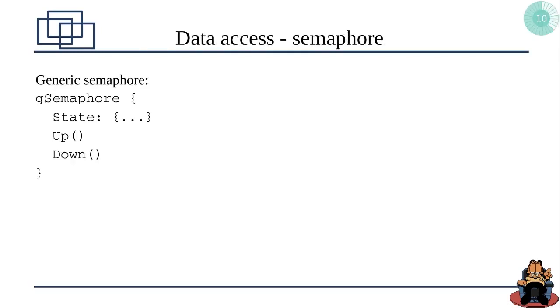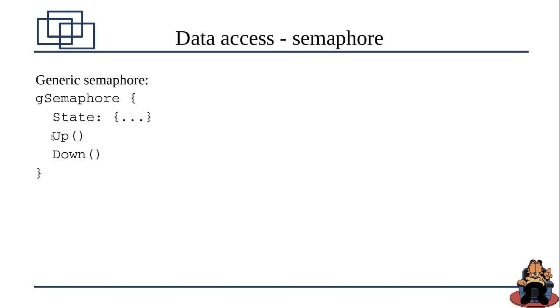So first, let's talk about a semaphore. It's the most primitive and the most basic data synchronization structure that is available in practically any OS. Each semaphore has a state. This state is usually a number and a list of available states. I'll cover that on my next slide.